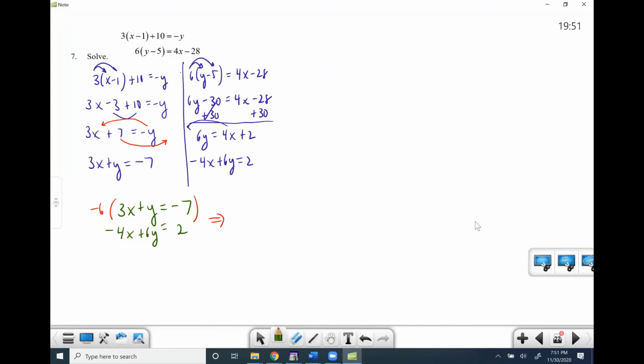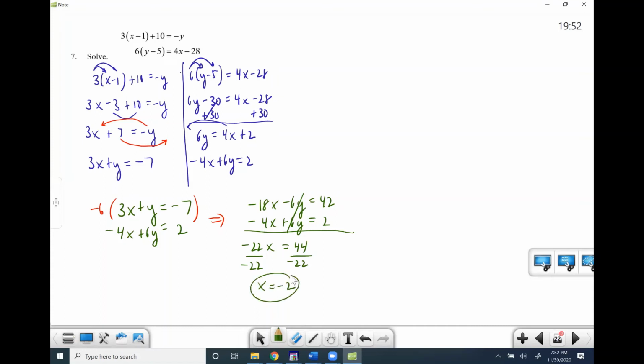All right, so let's see here. We're going to get -18, -6, and 42. We're not going to mess with this guy. He's already ready to go. If we add downward, we get -22, I think. Those are gone. And we get 44. That's a good sign, because 22 goes into 44 exactly 2 times. Cool, cool. So now we're going to take that -2.